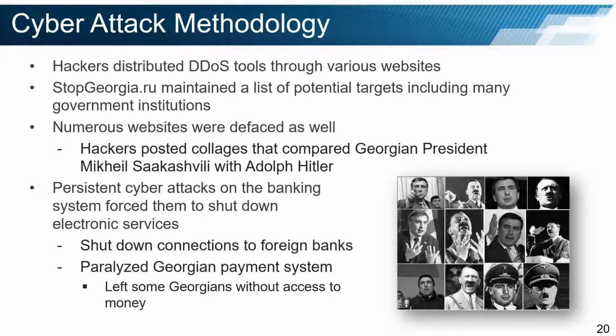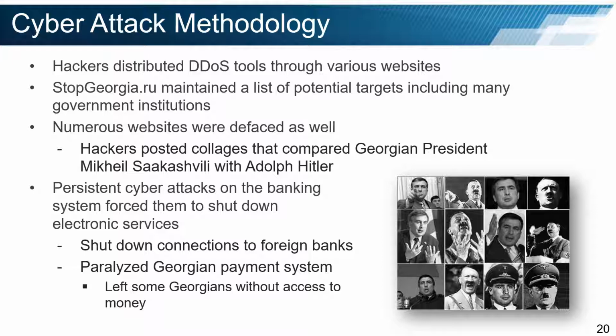Similar to the Estonian cyber conflict, patriotic hackers involved in the Georgia cyber conflict used Russian-language hacker forums to distribute denial-of-service tools and target sets. Hackers also registered new domains to serve as command and control platforms for the attack. StopGeorgia.ru maintained a list of potential targets including many government institutions. In addition to DDoS attacks, numerous websites were defaced as well. Hackers posted collages that compared Georgian President Mikhail Saakashvili with Adolf Hitler.